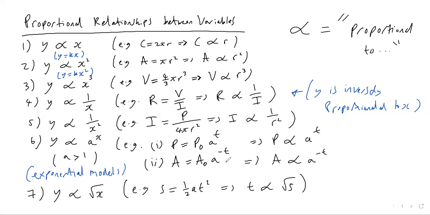Similar kind of thing here. This is actually an exponential decay model because of the negative sign there and the fact that a is bigger than 1. But again, we'll come on to this in a second. So this is exponential growth, and this is exponential decay in there.